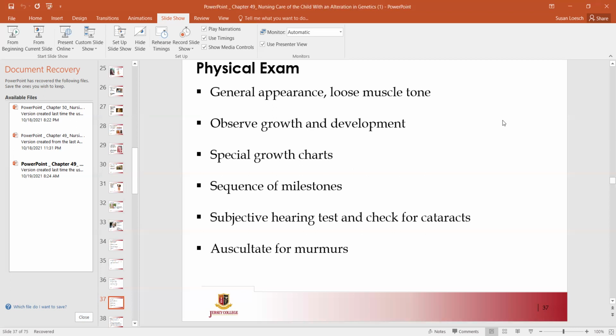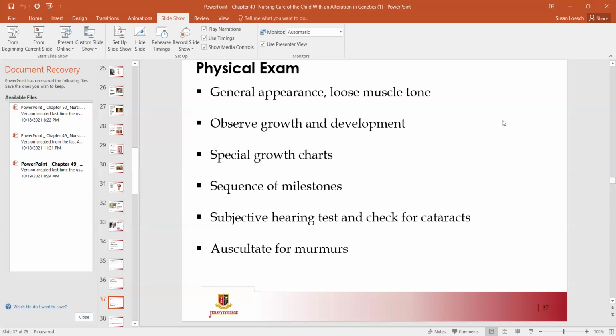When assessing achievement of developmental milestones in the child with Down syndrome, it might be more useful to look at the sequence of milestones rather than the age at which they were achieved. Each milestone represents a skill needed for that stage of development. Perform a subjective assessment of the hearing and refer the child for further evaluation. Make sure you check the vision, especially for cataracts.